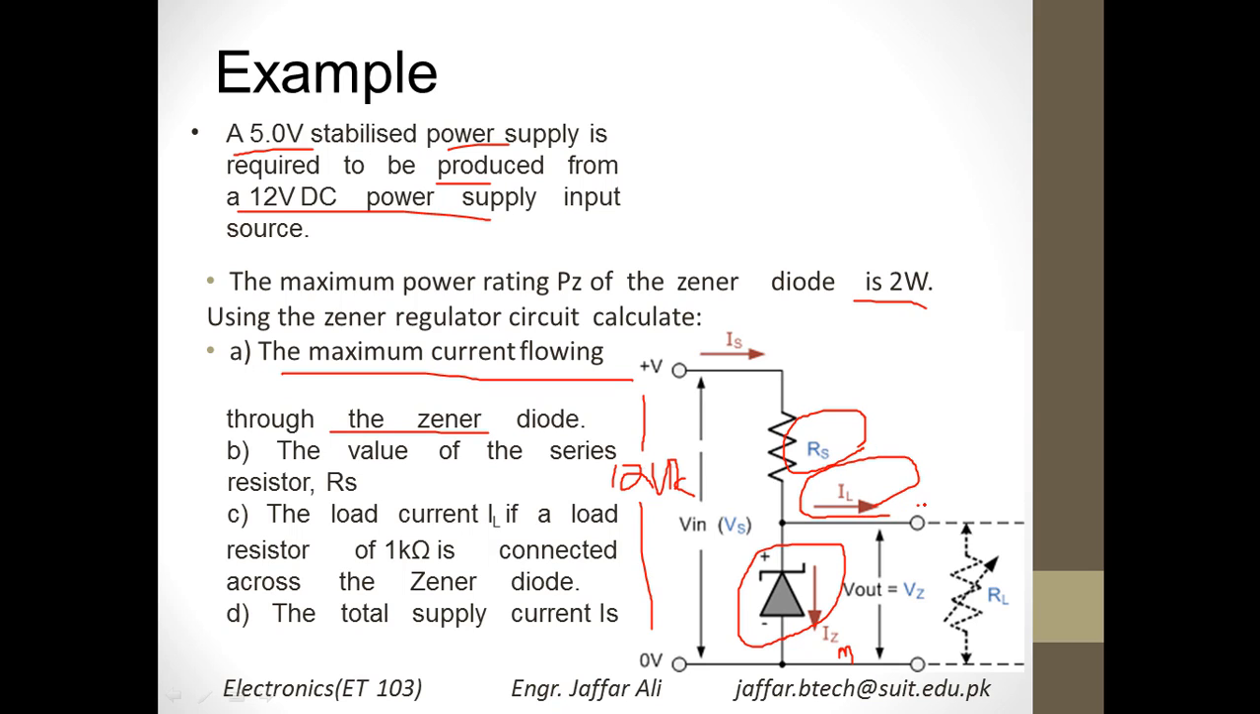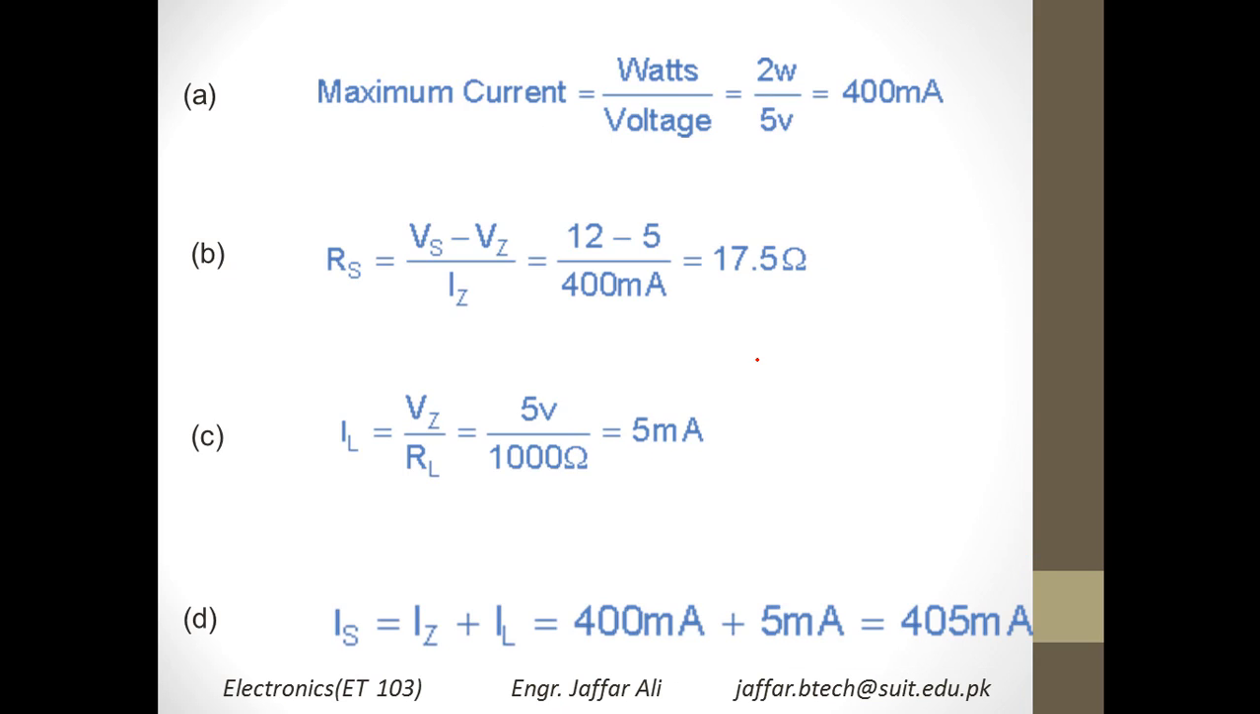Because it is going towards the load, what will be the load current if the load is of 1 kilo ohm? So the value of RL is basically 1 kilo ohm, connected across the Zener diode. And what is the total supply current IS that is taken from the power supply? This is a very interesting example. You can see that we are using all the knowledge that we gained in today's class in summary.